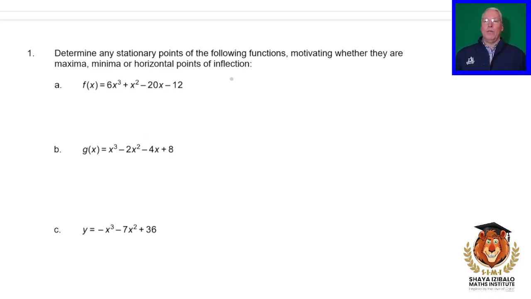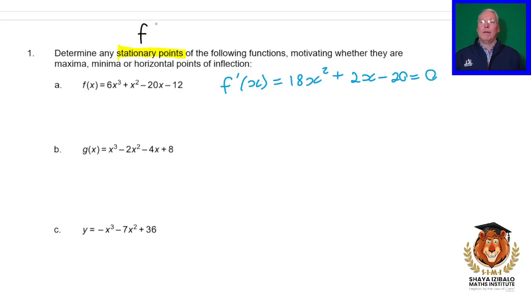So what we're going to do is find the gradient, f dashed of x: 18x squared plus 2x minus 20. We're going to make it equal to 0, and the reason we make it equal to 0 is to find stationary points. At stationary points, the gradient is 0. I'm going to divide everything through by 2 here. I think it'll be a bit easier to factorize. 9x squared plus x minus 10 equals 0.